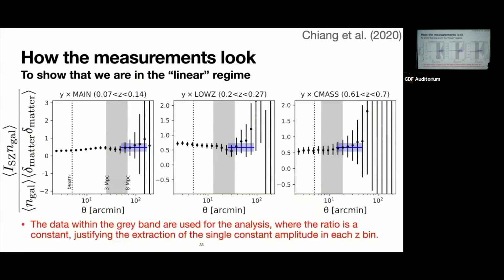So this is how the measurement looks. This is the ratio that I just showed, and it's flat. Flat, flat, flat, flat. And this is the region where we extracted the signal. Basically, this is the signal extracted from the somewhat larger scales, and they're completely flat, right? So we kind of trust these measurements because we know what we're doing here. So that's a robust measurement in all redshift bins.